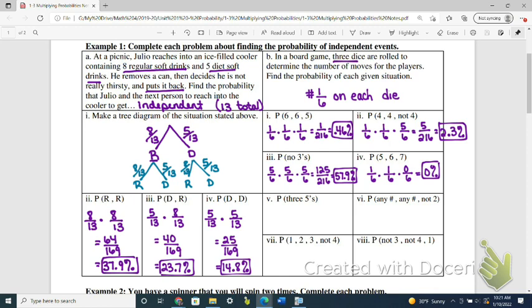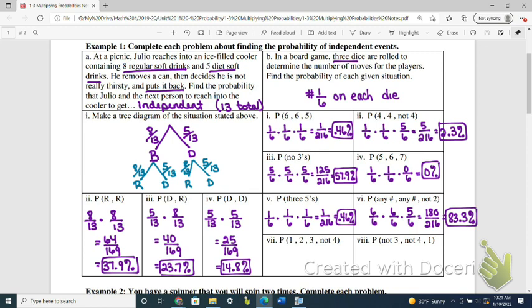Three 5s, so the only way you can get a 5 is 1 out of 6 times. So that's 1 over 216, which is 0.46%. Any number, so that happens 6 out of 6 times. Any number, again, 6 out of 6 times, not a 2. So that means 1, 3, 4, 5, and 6, which is 5 out of 6. So this is 180 over 216, which is 83.3%.